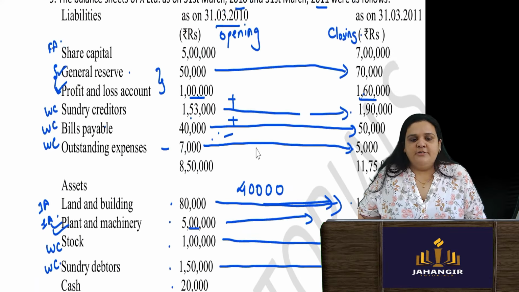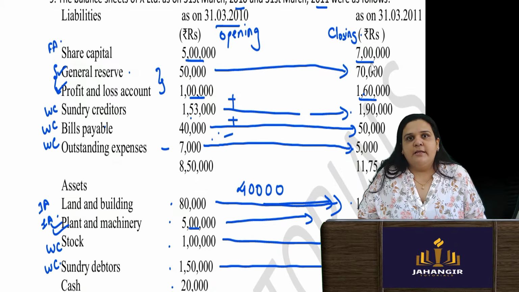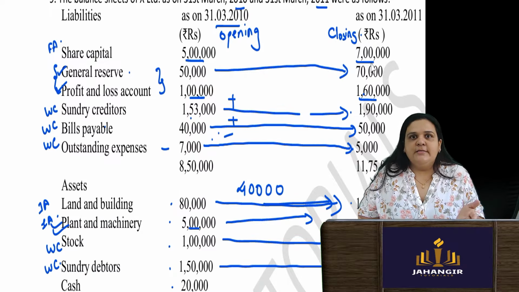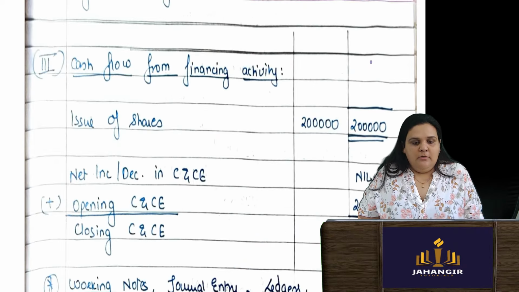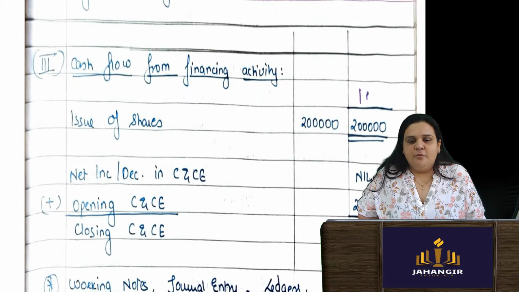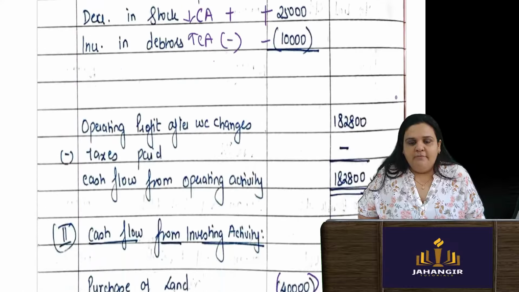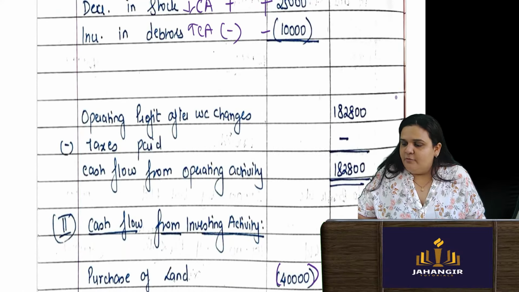Only one financial activity is the share capital. From 5 lakhs it has become 7 lakhs. Means what? You have issued shares, got money in the account. Issue of shares by 2 lakh rupees. So this is cash inflow. 2 lakhs inflow and 1,82,800 inflow.